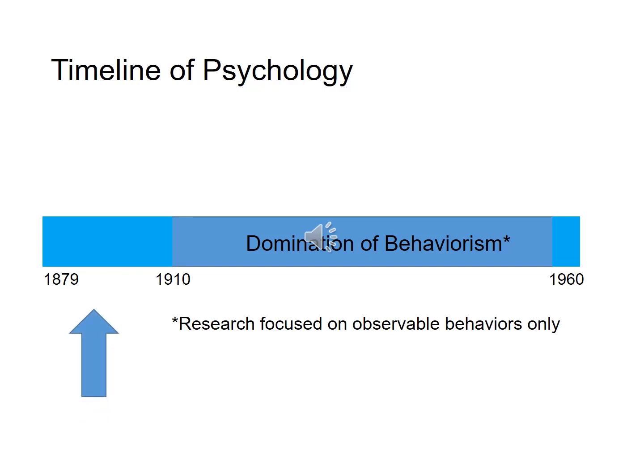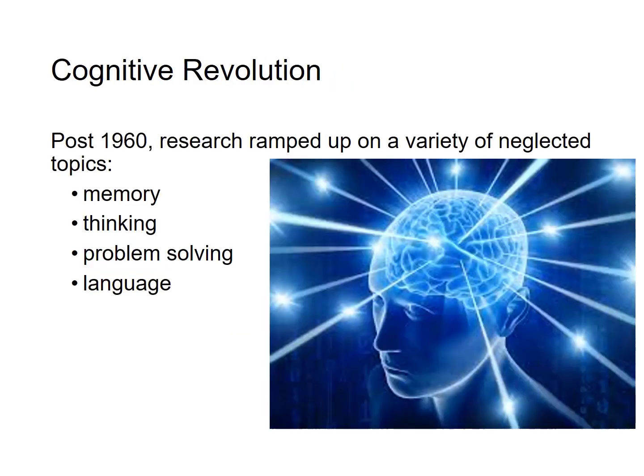Prior to 1910, there were the structuralists and the functionalists who were focused on understanding aspects of the human mind. So, after 1960, new researchers began to focus specifically on mental states, understanding human memory, human thinking, human problem solving, and even language. We'll see some examples where research done in the late 1960s actually follows up or attempts to replicate research that was done in the late 1800s. So the cognitive revolution involved rediscovering some of the old forgotten research on mental states.